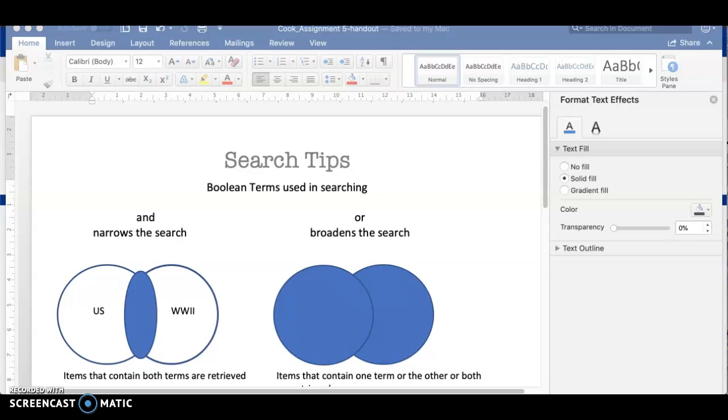Today we're going to be learning about databases and how to search using Destiny and EBSCO. Our topic is the United States in World War II. What do you guys know about the United States in World War II already? As you are giving me the ideas of what you already know, I'm going to write it down on a chart paper for us.